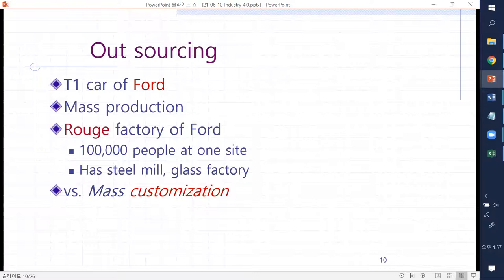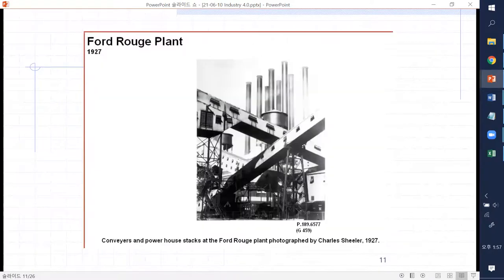And also about mass production, nowadays we call this mass customization rather than mass production. You see what the difference is. So this is a picture from 100 years ago of the Ford Rouge plant. The picture comes from the Ford Museum. And probably this one looks like a steel mill, where they make steel plate inside the factory.